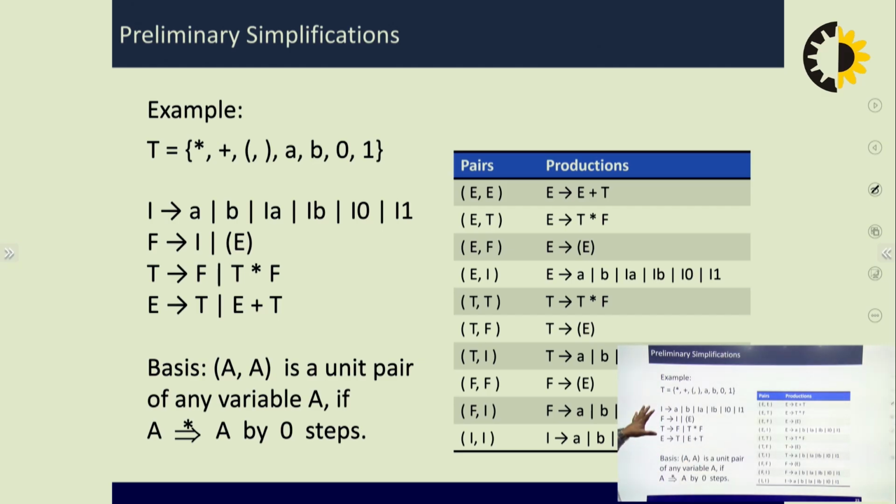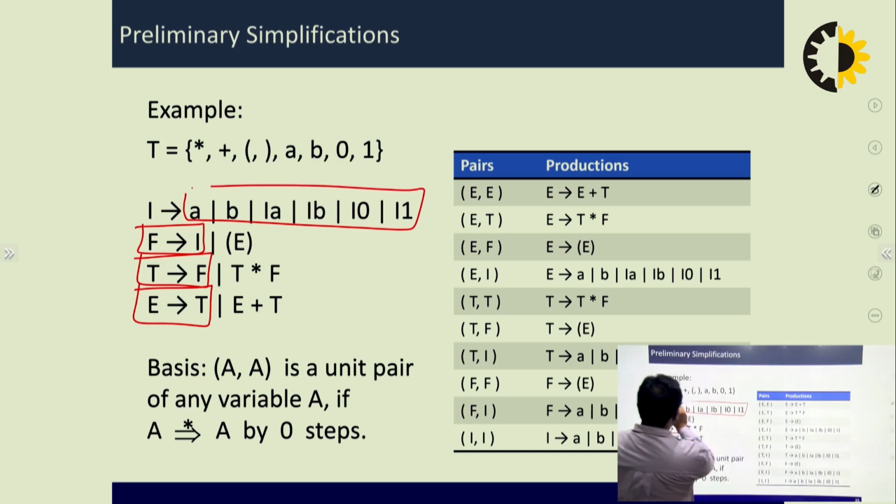In this example, this is a grammar and these are the pairs. There are three unit productions here. The first one is E tends to T, the second is T tends to F, and the third is F tends to I. These are the unit productions. How can you remove them? This is basically a chain. First, we have F tends to I, and I tends to this one, so we can write F tends to this one, right?